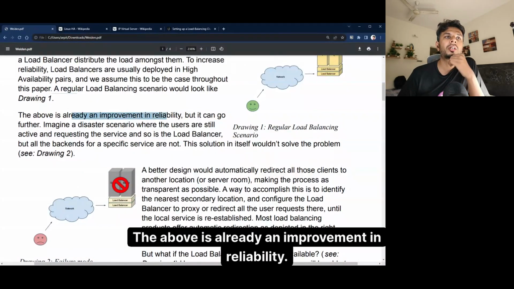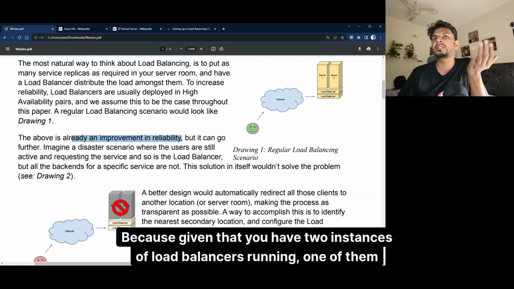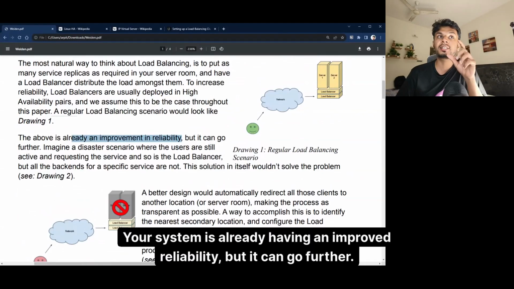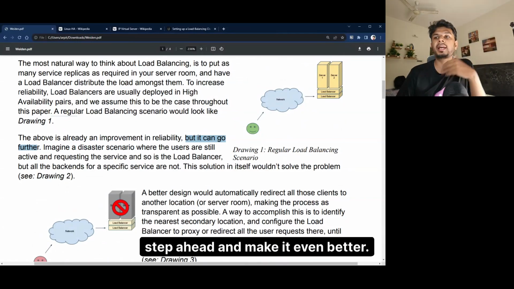The above is already an improvement in reliability. Why? Because given that you have two instances of load balancers running, if one of them fails, the other one can still continue to function. Your system already has improved reliability, but it can go further. So they said that although this is good, let's go a step ahead and make it even better.